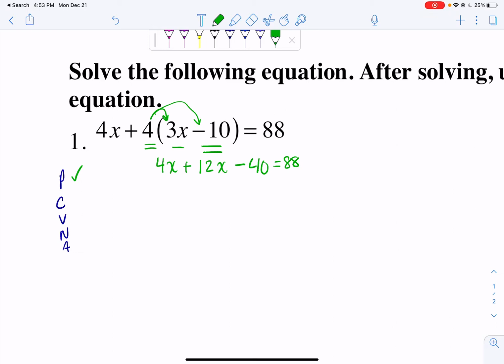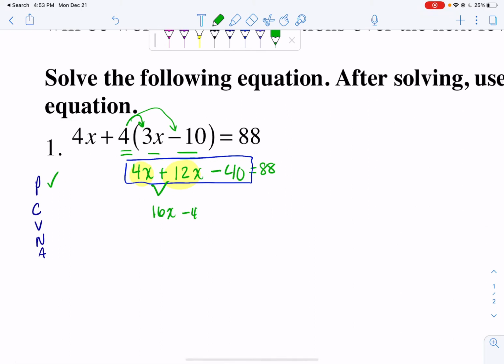Now I'm at the C stage where I combine like terms. So I look at one side at a time and I have to ask myself, can I combine anything in this side of my equation? I can. I can combine my 4x and my 12x. 4x plus 12x is 16x. And then I have my minus 40. And there's nothing on the right-hand side to combine, so I just have 88.